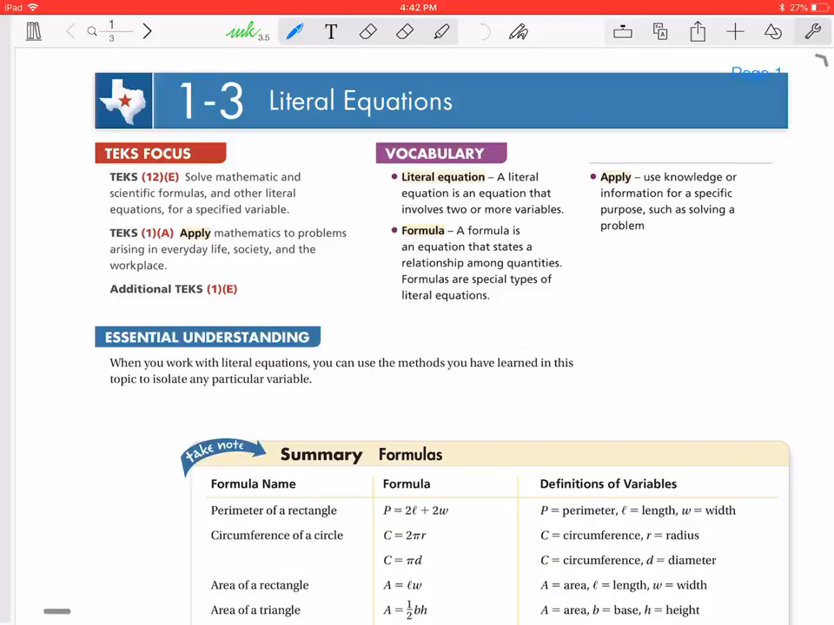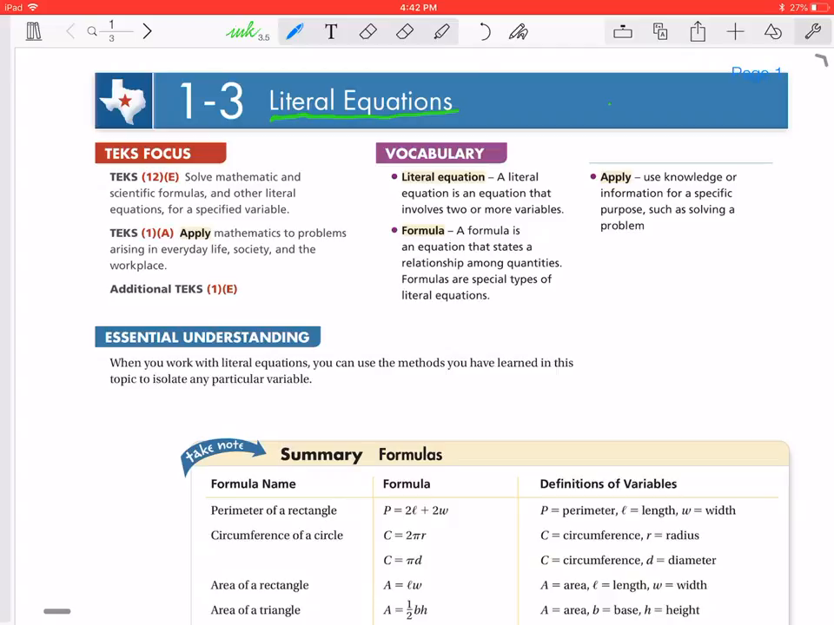In this episode, we are going to talk about literal equations. What is a literal equation, you might ask? A literal equation is an equation that involves two or more variables. Okay, that means two different variables.